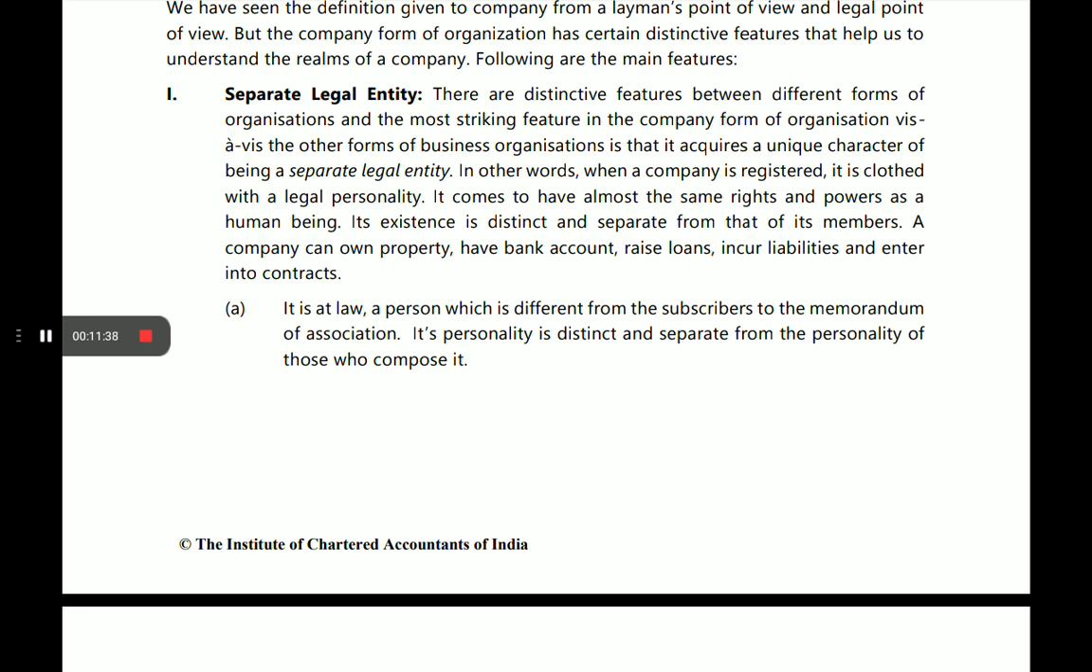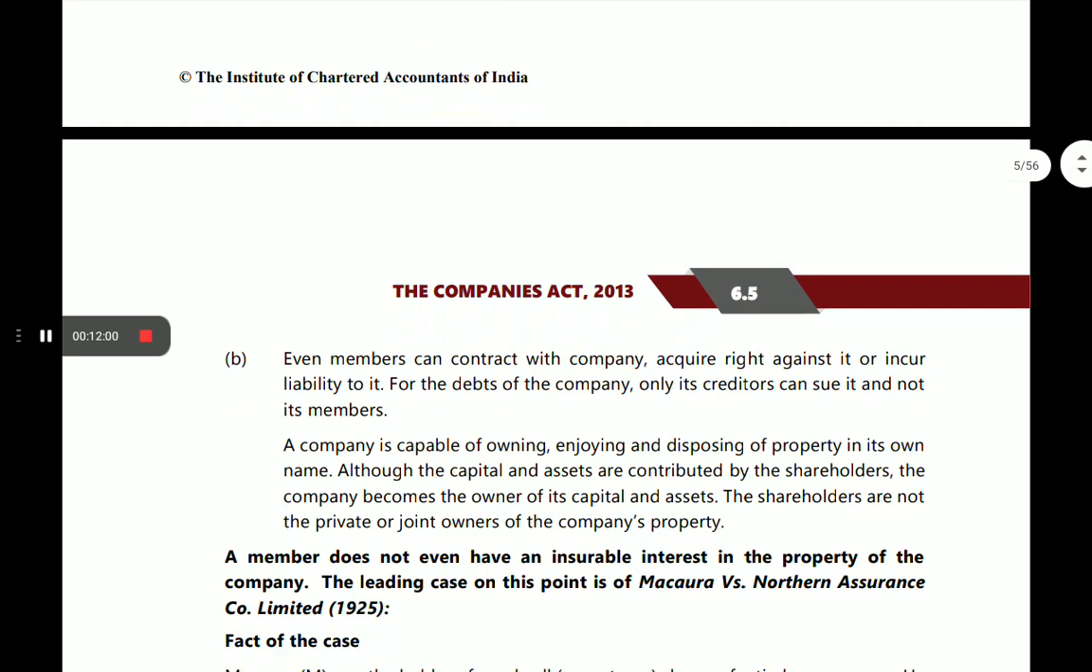It is at law a person which is different from the subscribers to the memorandum of association. Its personality is distinct and separate from the personality of those who compose it. Even members can contract with the company, acquire rights against it, or incur liability to it. Only its creditors can sue it for the debts of the company, and not its members.